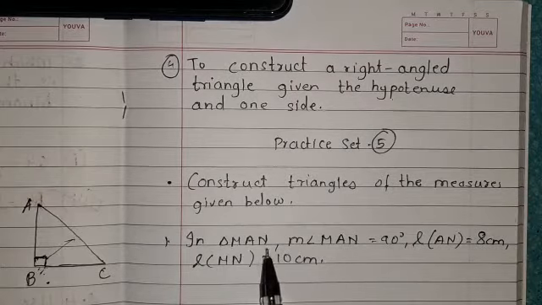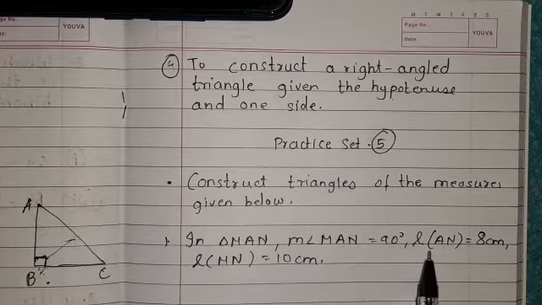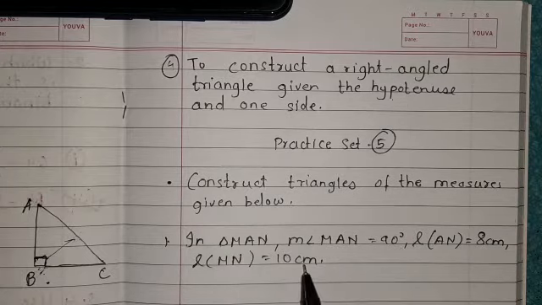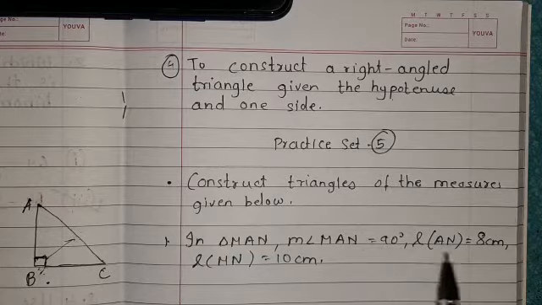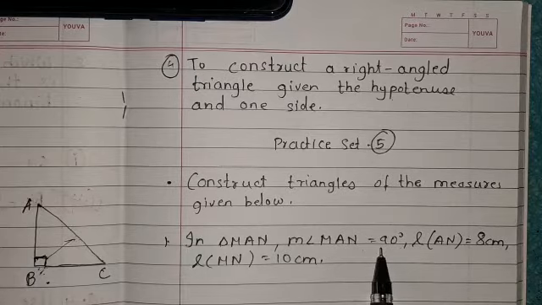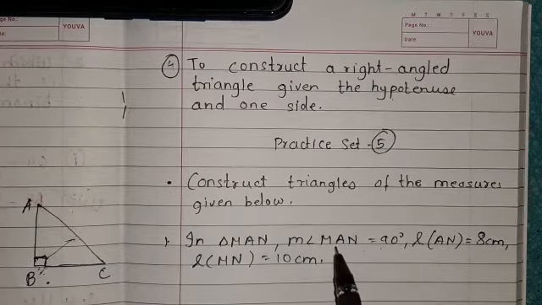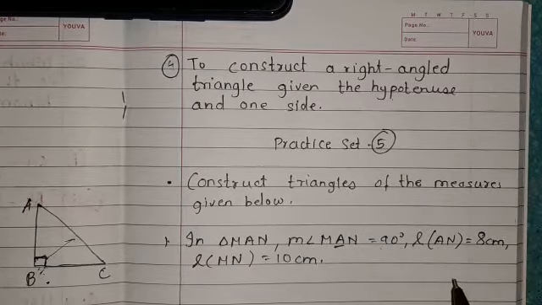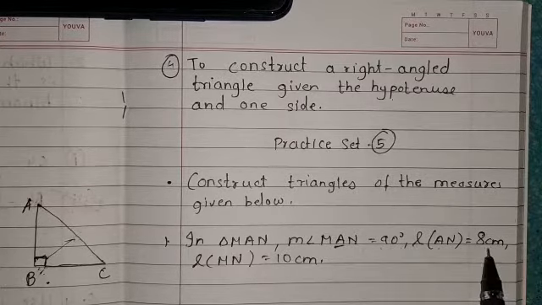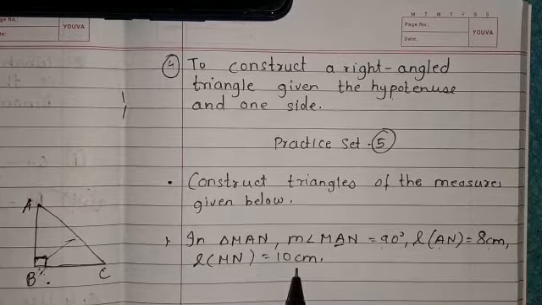In triangle MAN, measure of angle MAN is equal to 90 degree. Length AN is equal to 8 centimeter. Length MN is equal to 10 centimeter. So students, see what they have given us: one right angle and lengths of two sides. If it is 90 degree, it means a right angle triangle, where we have the right angle at A. And now they have given us length AN is equal to 8 centimeter and length MN is equal to 10 centimeter.